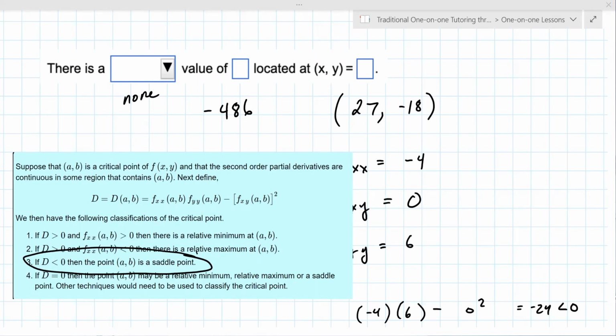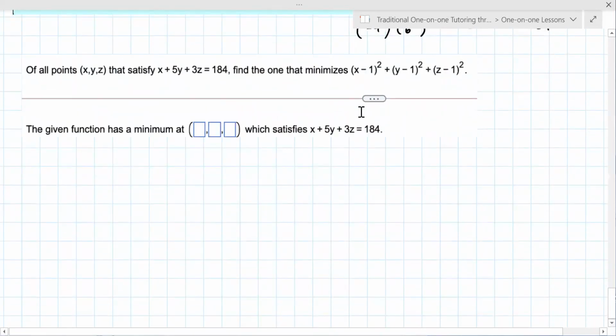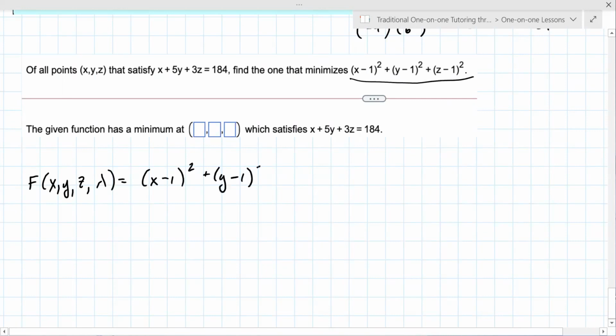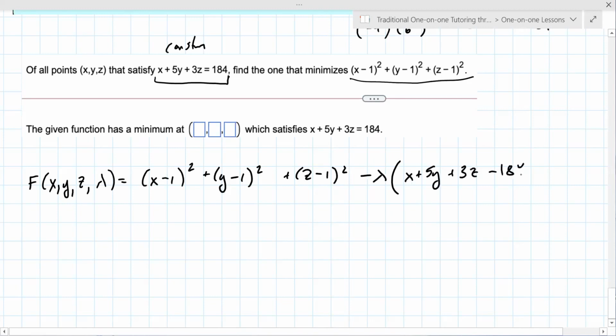Okay, so this one is 3 variables, but you can do it the same way that we've been doing it. You start out by writing this function here, f of x comma y comma z comma lambda. It's this function, x minus 1 squared, the one without the equal sign, plus y minus 1 squared plus z minus 1 squared minus lambda. And then that's where you grab this constraint. The constraint always goes to the right of lambda: x plus 5y plus 3z minus 184 equals 0.